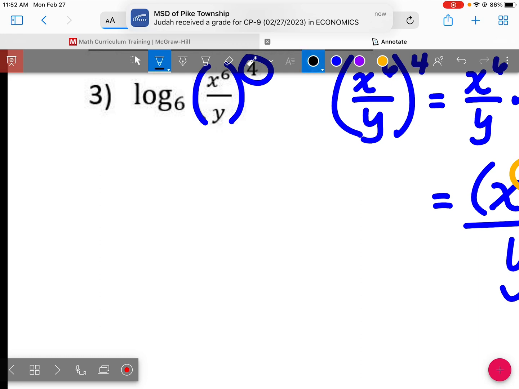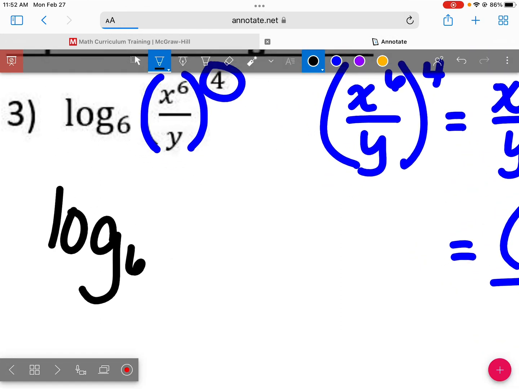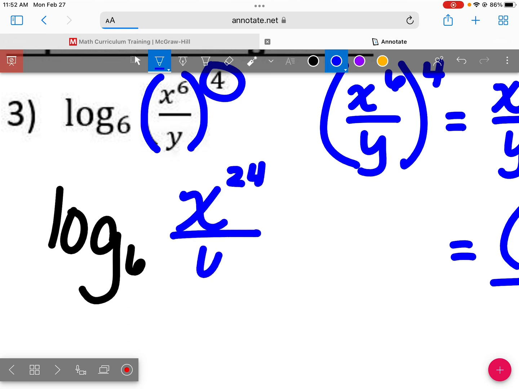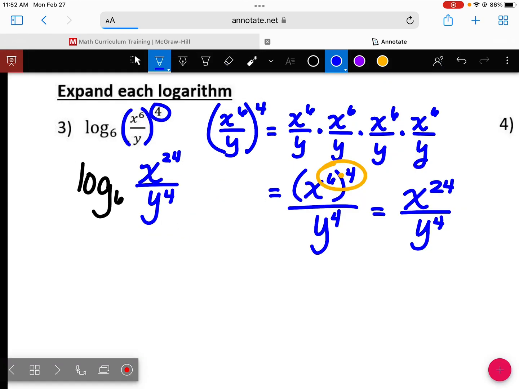So I'm going to rewrite this log like that. Log base 6 of x to the 24 over y to the 4. Now I don't need those parentheses because I don't have an exponent outside of there. That's it. Oh, no, we have to do it. Now we have to expand it.